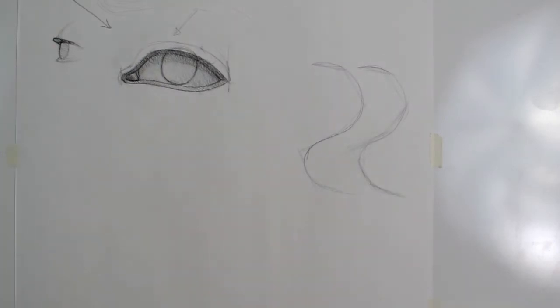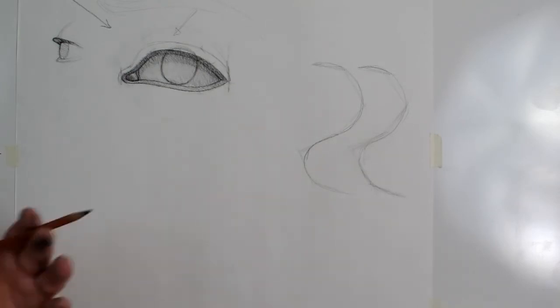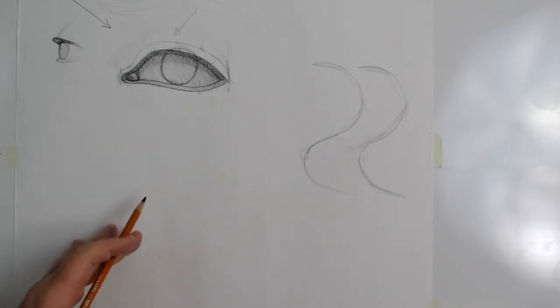Now, I should say this, that the eye we're doing is an adult eye. This is not a teenager's eye. This is not a 5-year-old's eye. This is not a 3-year-old's eye. The proportion of the eyes to the face are different. The way the eyes develop are slightly different. This is for a full-grown adult person.